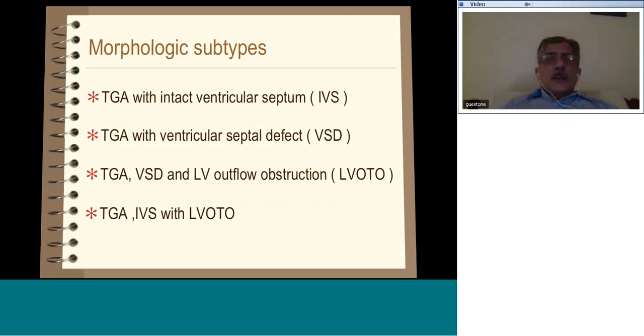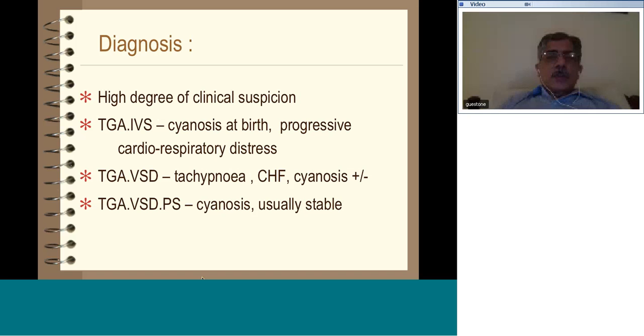The diagnosis depends largely on a high degree of clinical suspicion. In TGA with IVS, cyanosis presents very early in life and progresses to cardiorespiratory distress or acute collapse when the patent ductus arteriosus closes. The patients with a VSD more often present with symptoms of congestive heart failure, with tachypnea, cyanosis, and failure to thrive, at a slightly later time frame. Those with TGA, VSD, and pulmonary stenosis have cyanosis, but they're usually stable in early infancy, and present more like patients with tetralogy of Fallot than transposition of great arteries.